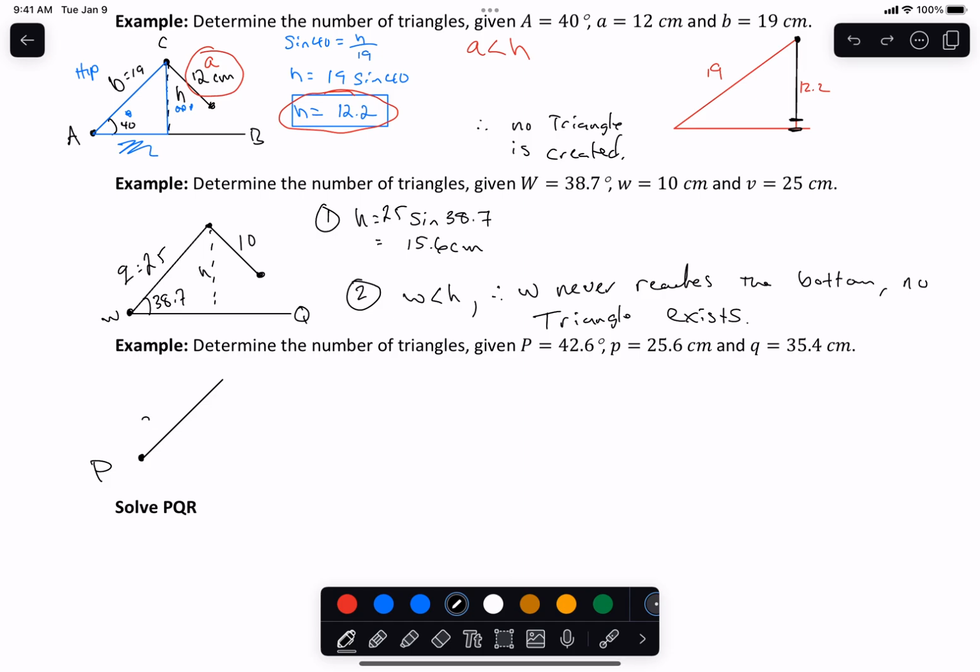Q is going to equal 35.4. I'm looking for the H, the height of the triangle, and then it tells me side length P. And again, these diagrams are never really going to be perfect because you don't know how tall it is until after you start doing the work, right?